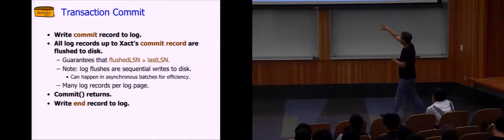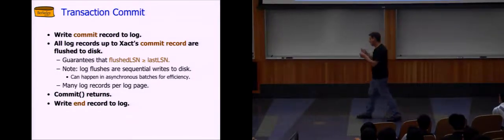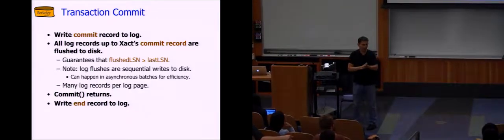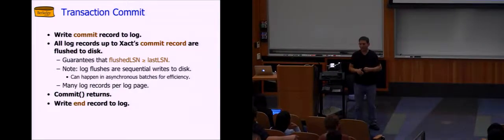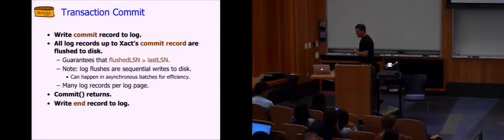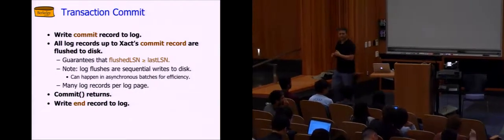At that point, we also generate an end record and put it on the log, but that's just in memory. We're safe once we get that commit record to disk. For bookkeeping reasons, we're also going to want end log records for every transaction, and you'll see why in a minute. So we'll generate an end log record. That's regular transaction commit. Any questions?